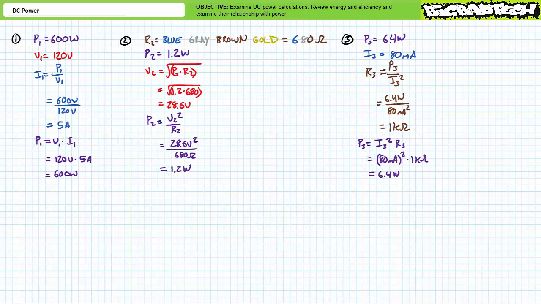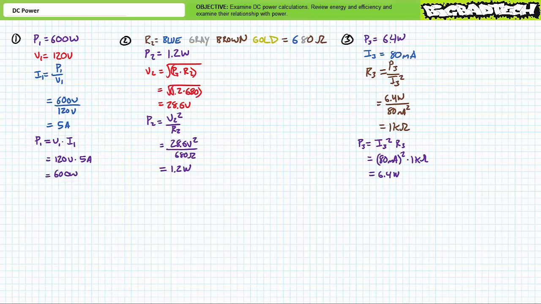Our first problem features an element consuming 600 watts of power and experiencing a 120 volt differential across it, where we're being asked to solve for the current through it. Current is equal to power divided by voltage. 600 watts divided by 120 volts yields 5 amps of current. A supporting calculation verifies this result. 120 volts times 5 amps does indeed yield 600 watts of power.